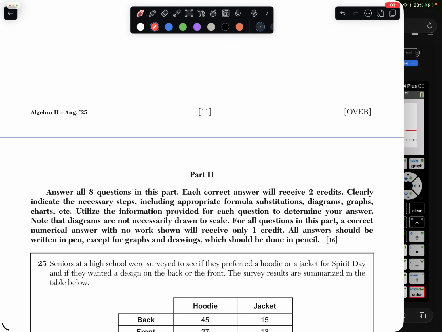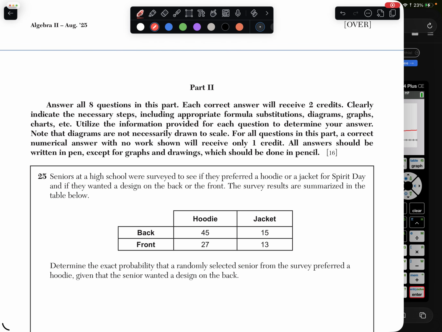Hey guys, today we're going to be doing the Algebra 2 Regents from August of 2025, and today we're going to be doing part 2. In the previous video, we did the multiple choice section, part 1, so now we're going to move on to the free response section, part 2.